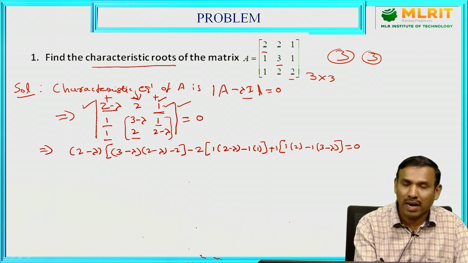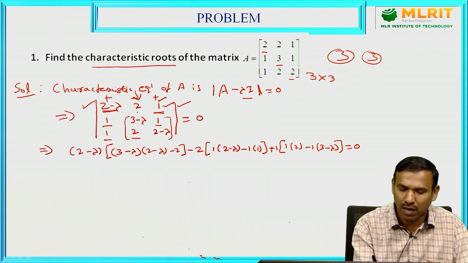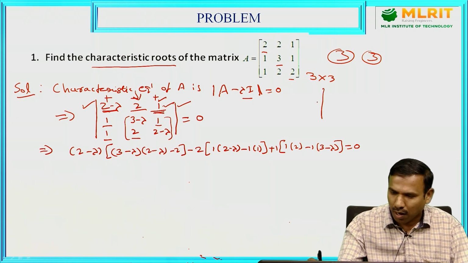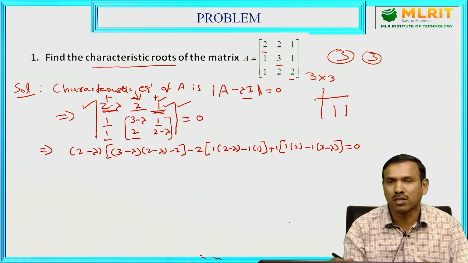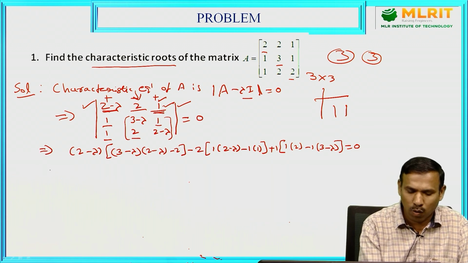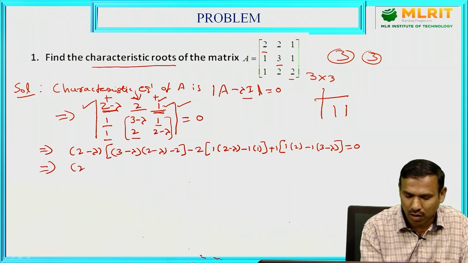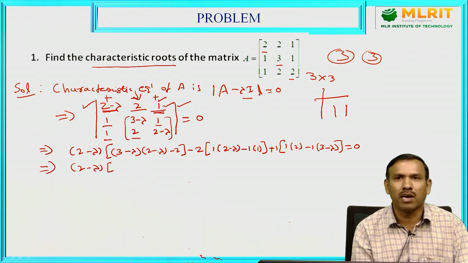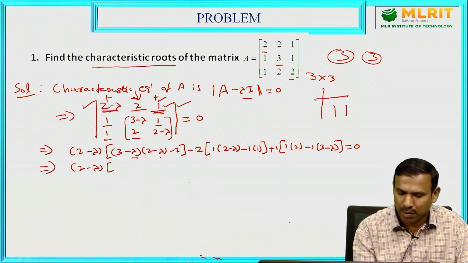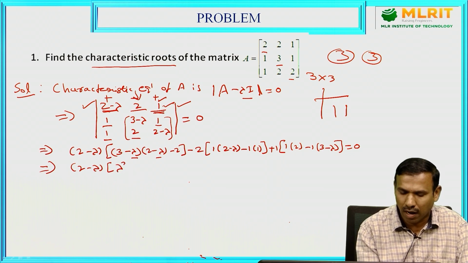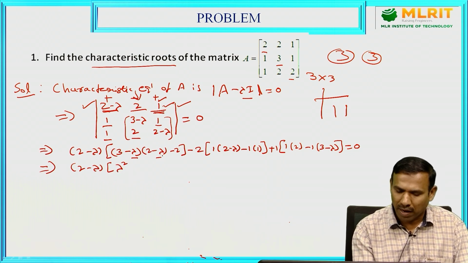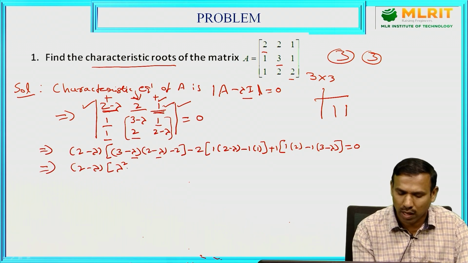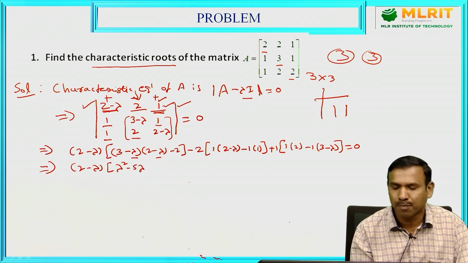So we have expanded the first row, 2 minus lambda, times the determinant of the remaining elements after leaving the row and column containing that element. That we have done here, right? Now let us simplify the equation. 2 minus lambda. Now, multiplying 3 minus lambda and 2 minus lambda, directly we can multiply: minus lambda into minus lambda, lambda square; 3 into minus lambda, minus 3 lambda; minus lambda into 2, minus 2 lambda; that is total minus 5 lambda.